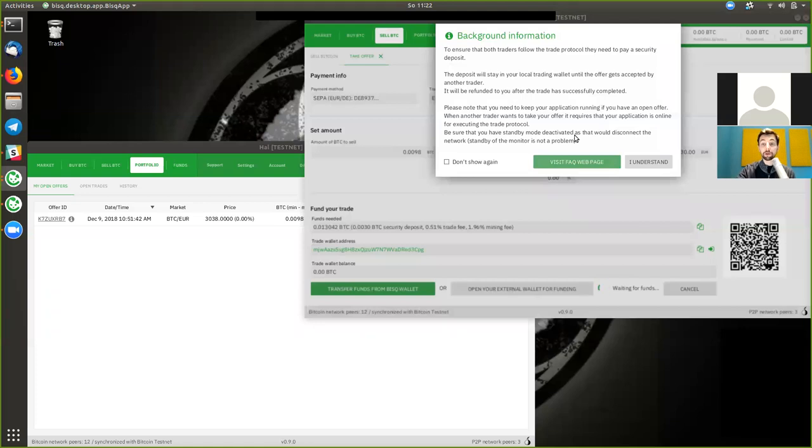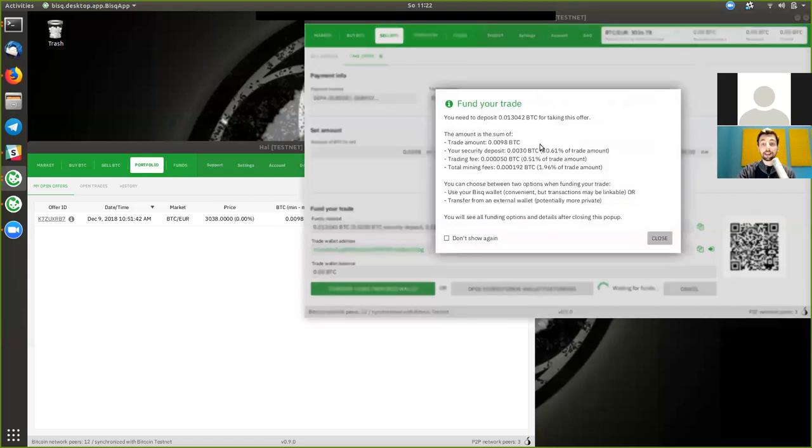And also, Satoshi has to do a deposit. So first of all, there's the trade amount, which he will have to deposit. And then the security deposit of 0.003 Bitcoin. So that is 30% of the trade amount compared to the 10% that Hal Finney, the buyer of Bitcoin, has set. There's a 0.5% fee and a rather large mining fee.